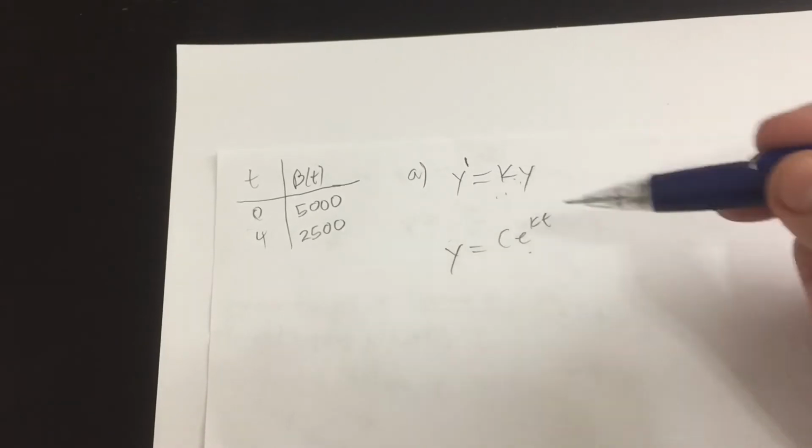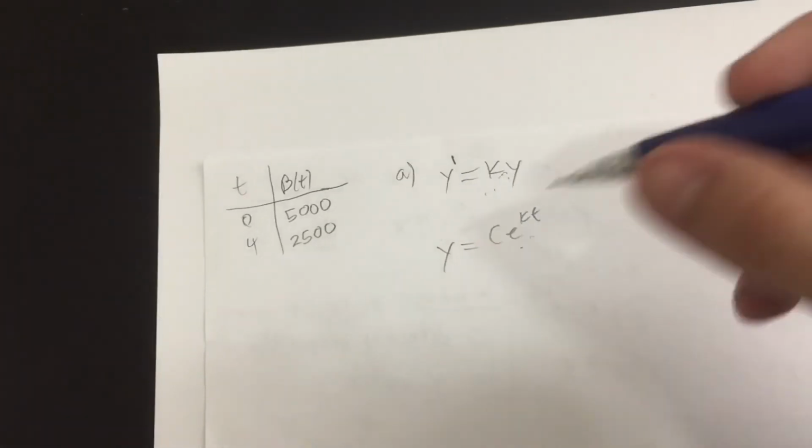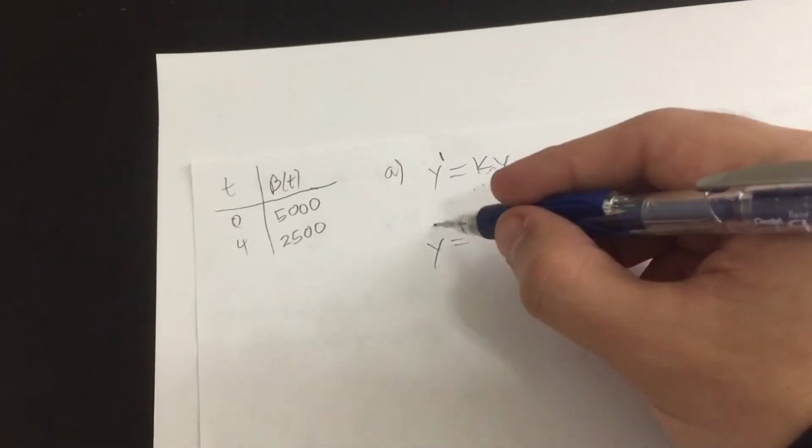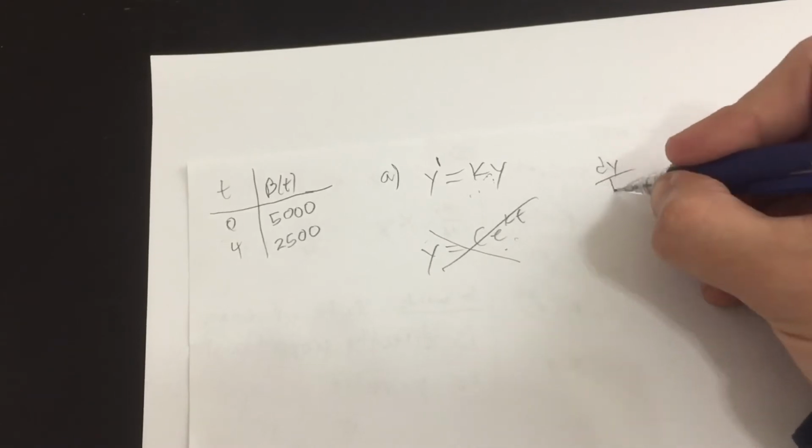If you can remember this or recognize that to mean this, then you're in trouble, and then you would probably have to start from scratch. So let's suppose you did forget that on the exam. How would you do it then? Then you would start with a differential equation.